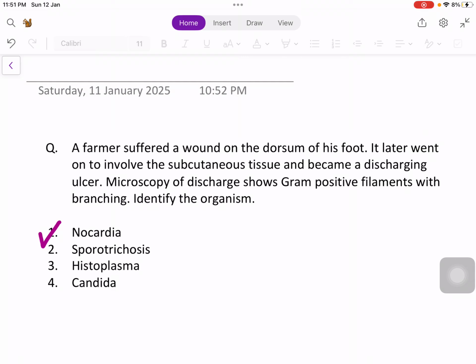Sporotrichosis, as we know, shows nodular lesions along the lymphatics. Histoplasma causes tuberculosis like illness, and Candida causes infection in the immunocompromised. So these three are also ruled out.